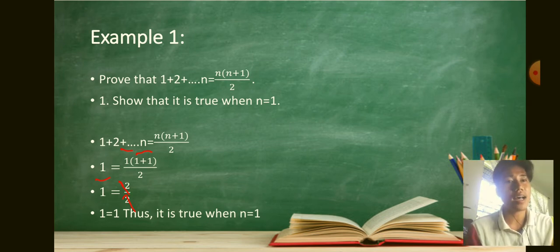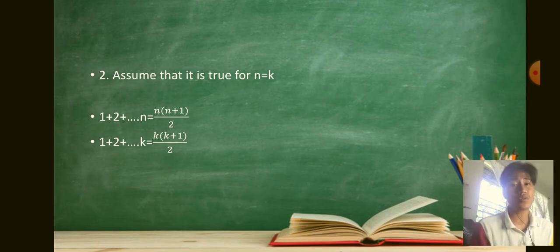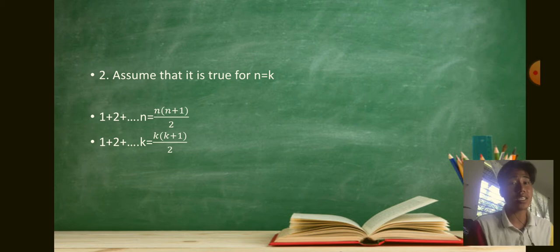Second step, assume that it is true for n is equal to k. So we simply substitute k for n. 1 plus 2 plus up to n is equal to n times n plus 1 over 2. Substituting, it becomes 1 plus 2 plus up to k is equal to k times k plus 1 over 2.